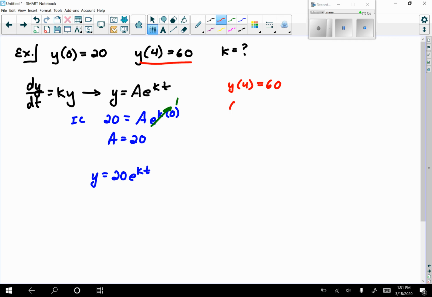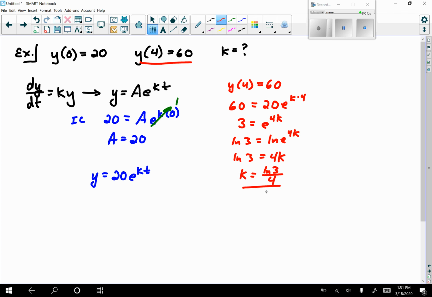So we're going to say 60 is equal to 20 e to the k times 4, or 4k. Dividing both sides by 20, we get 3 is equal to e to the 4k. Take the natural log of each side. So the natural log of 3 is equal to 4k, and k is equal to, we're just going to leave it in exact form, the natural log of 3 over 4.